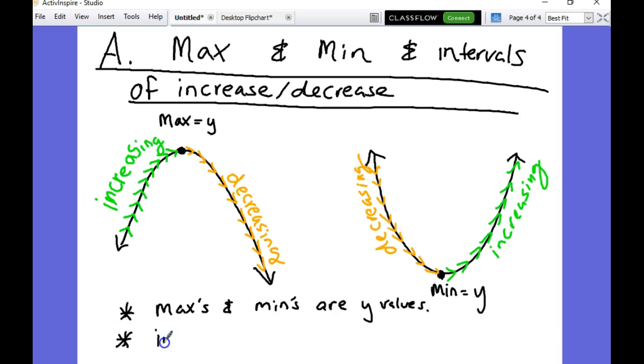But the intervals, we're going to give the intervals in terms of x. And it's going to look like that. So in other words, we're going to say this function is increasing on the interval from x equals blank to x equals blank. Okay? So intervals are going to be in terms of x, but maxes and mins are going to be in terms of y.